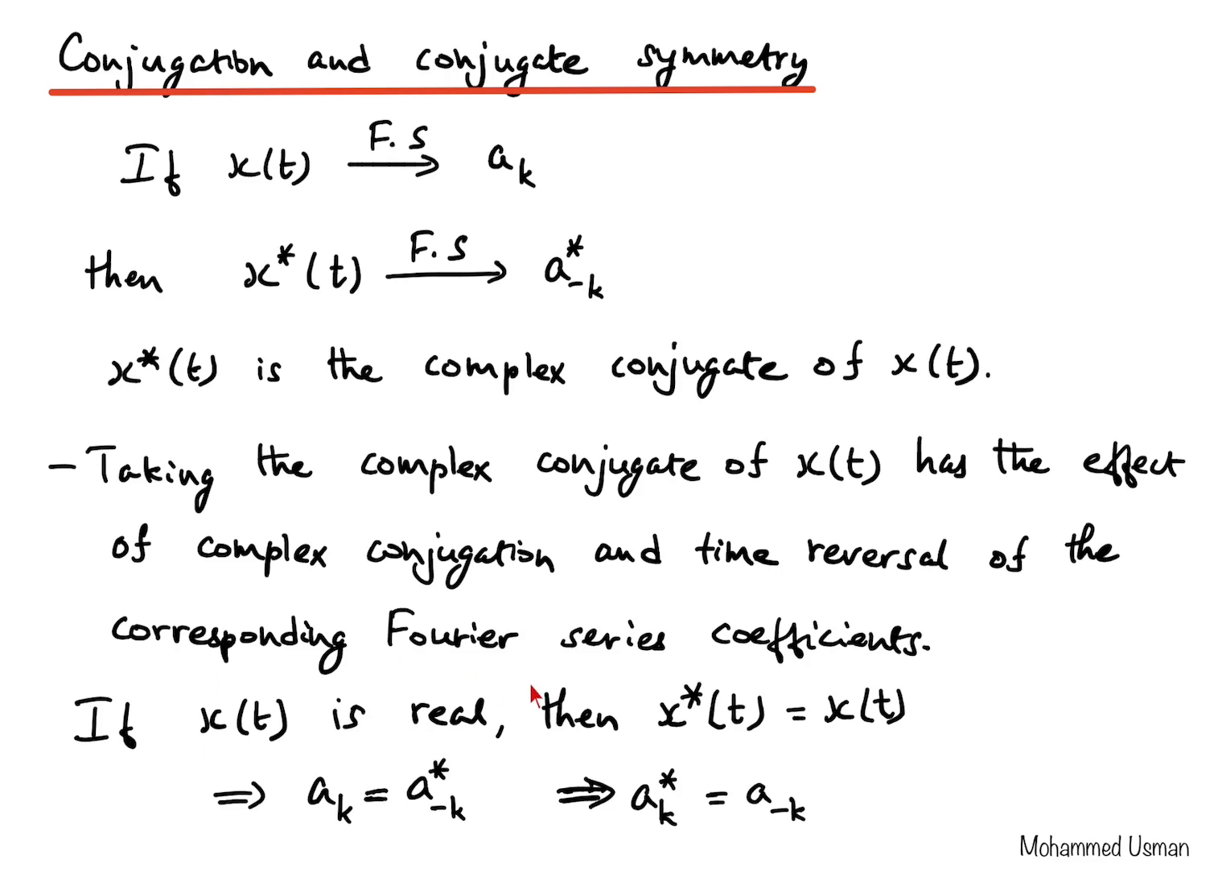So that means when the signal x of t is a real signal, then the Fourier series coefficients AK and A minus K are complex conjugates of each other. So AK is A minus K star, or A minus K is A K star. So the Fourier series coefficients for negative k will be the complex conjugate corresponding to the positive k values for AK.